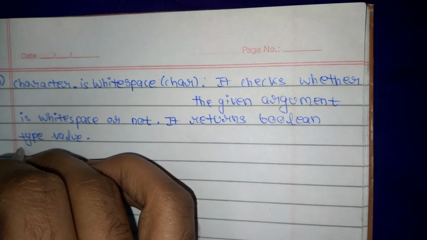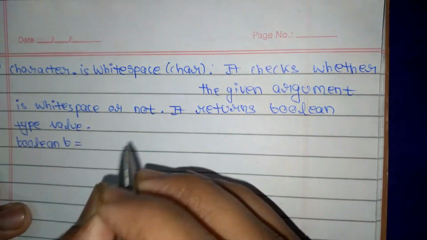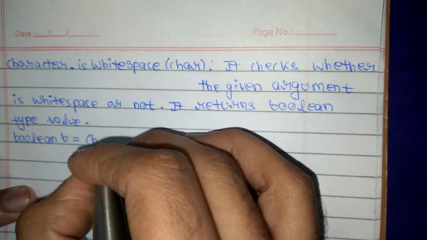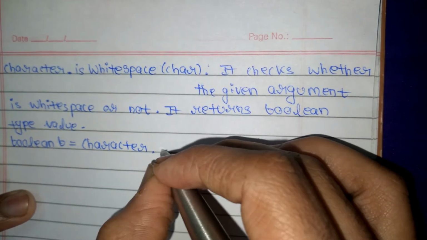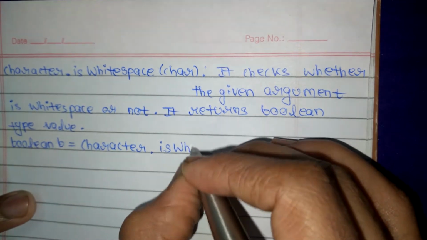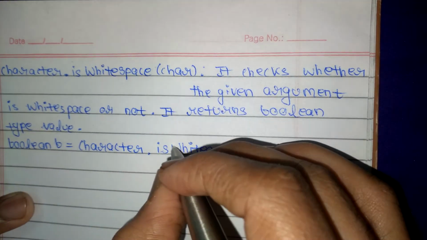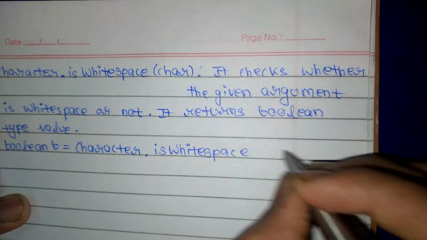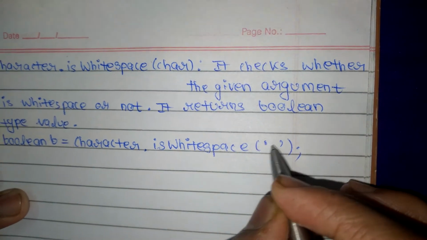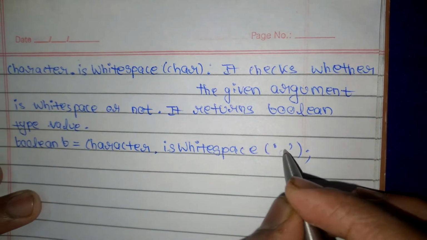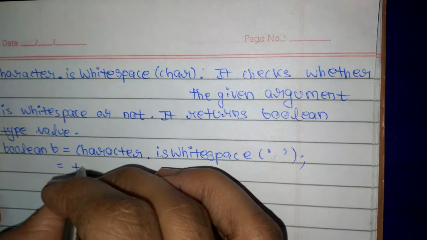Now an example. Suppose I am taking a variable boolean b is equal to Character.isWhitespace. Here the W would be in capital, not in small, and only single quotes. The single quotes mean that there is a space between them, which has its own ASCII code. Now it will return true.